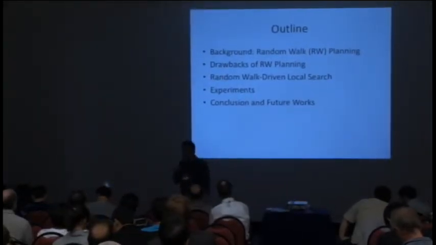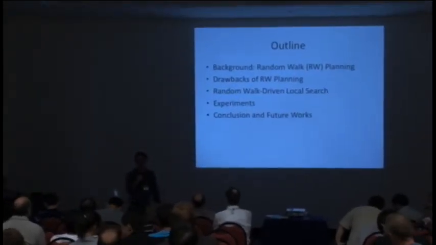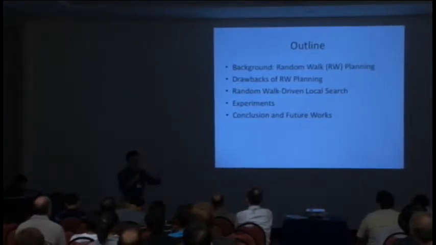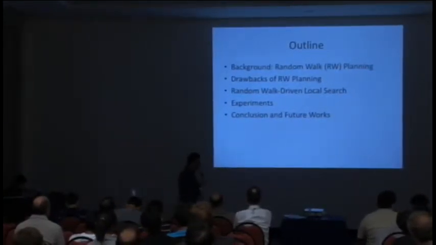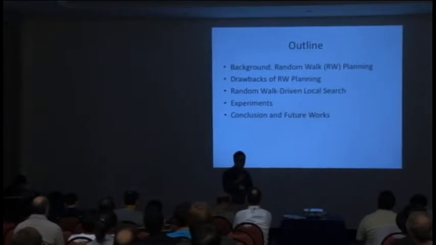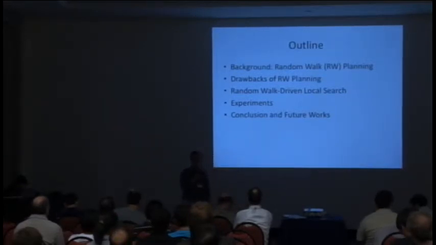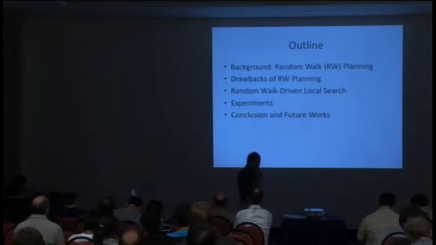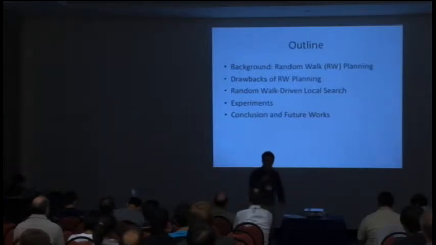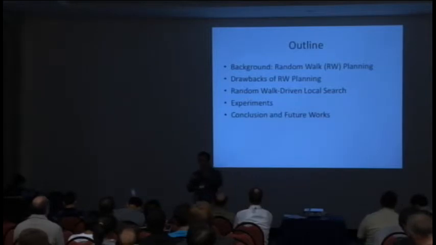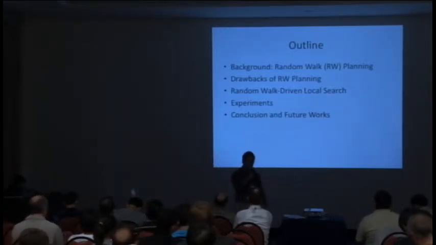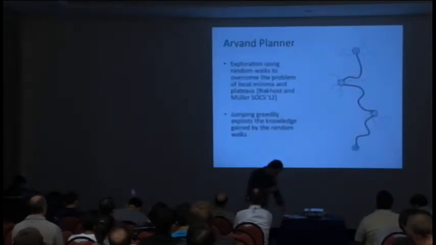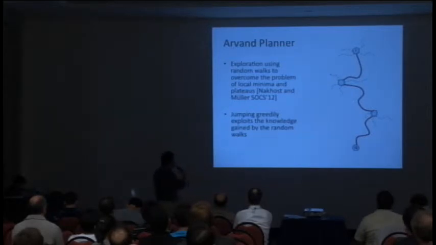At the beginning, I'll give you another review of random walk planning tailored to this talk. And then I'll talk about the drawbacks of this kind of planner, what the problems are. Then I'll propose this algorithm that tries to fix some of those problems. And then we will talk about the experiments and conclusions. So in the previous talk, you saw this RM planner.